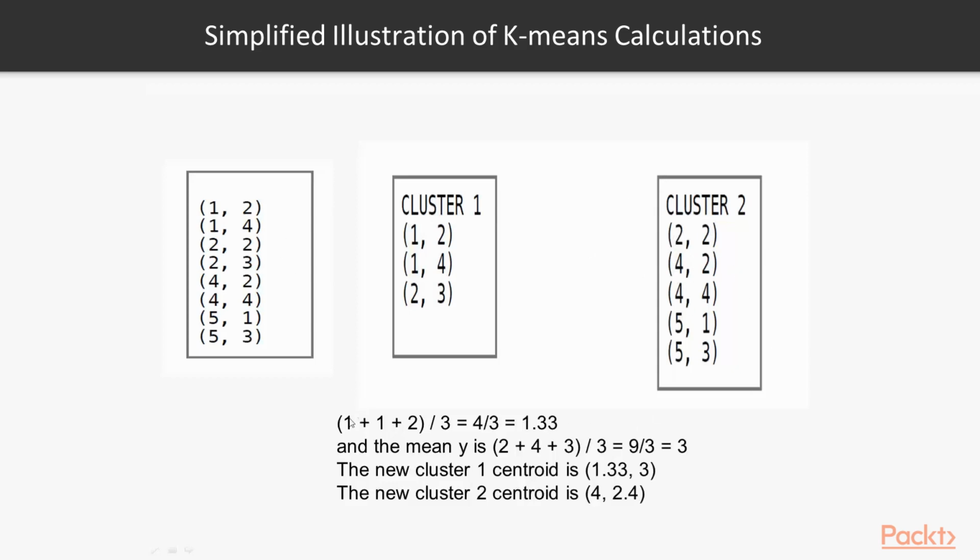Now we calculate the mean of cluster 1, which is going to be (1 plus 1 plus 2) divided by 3 for X, and Y is (2 plus 4 plus 3) divided by 3. So it is 1.33 and 3, which is going to be the new cluster centroid for cluster 1, and the new cluster centroid for cluster 2 is going to be 4 and 2.4 similarly. Obviously 4 and 2.4 and 1.33 and 3 are different from (1, 4) and (4, 2). So we will repeat and again calculate the Euclidean distance of each point from these new centroids, and so on.